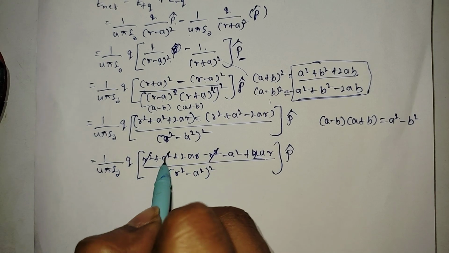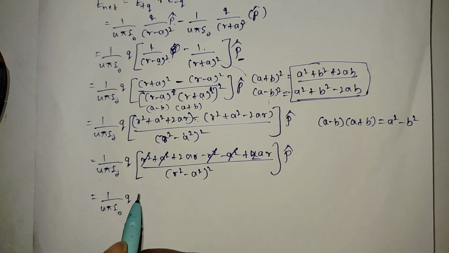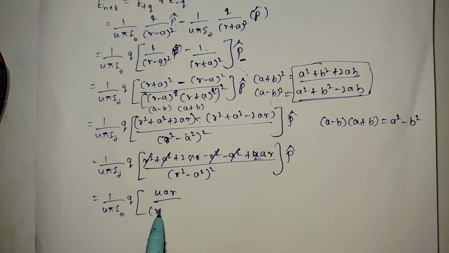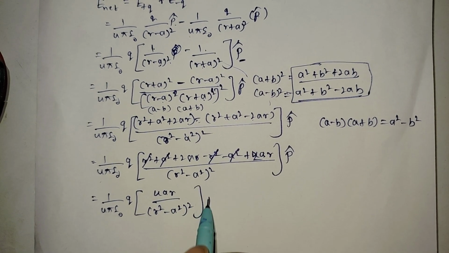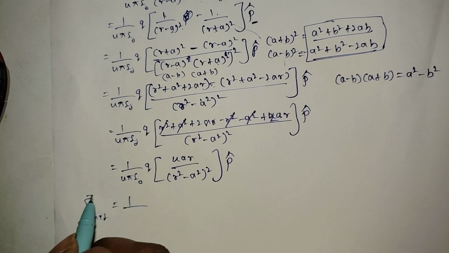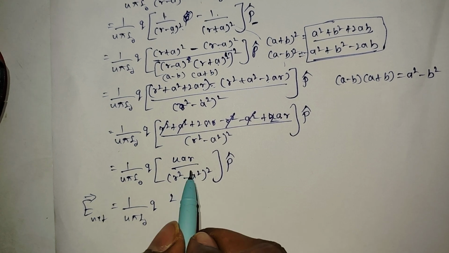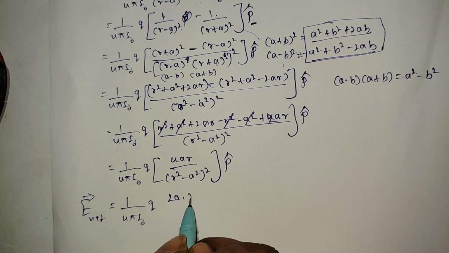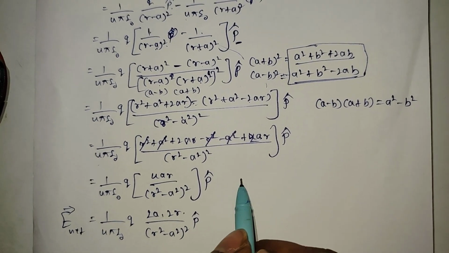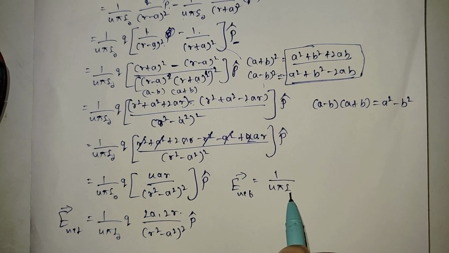r square minus r square cancels, and a square minus a square cancels. Now 1 divided by 4 pi epsilon naught Q into 2ar plus 2ar, that is 4ar, divided by r square minus a square whole square, p cap. The net electric field is 1 divided by 4 pi epsilon naught Q into, written separately, 2a into 2r, divided by r square minus a square whole square, p cap.